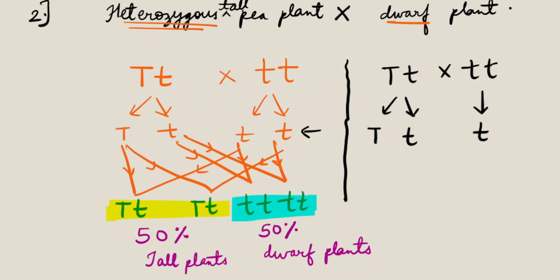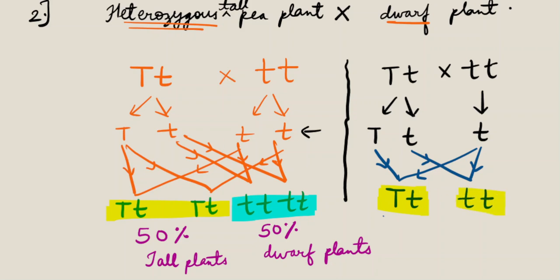So let's solve. Let's take capital T with small t, small t with small t, and we will show the arrows. Here it is fusion of gametes. These are gametes formation. This is fertilization. Same as what I had taught you during monohybrid crosses. So this is capital T, small t. This is small t, small t. So if you can see here, what is the possibility? Again, you see that the possibility is 50% tall and 50% dwarf.